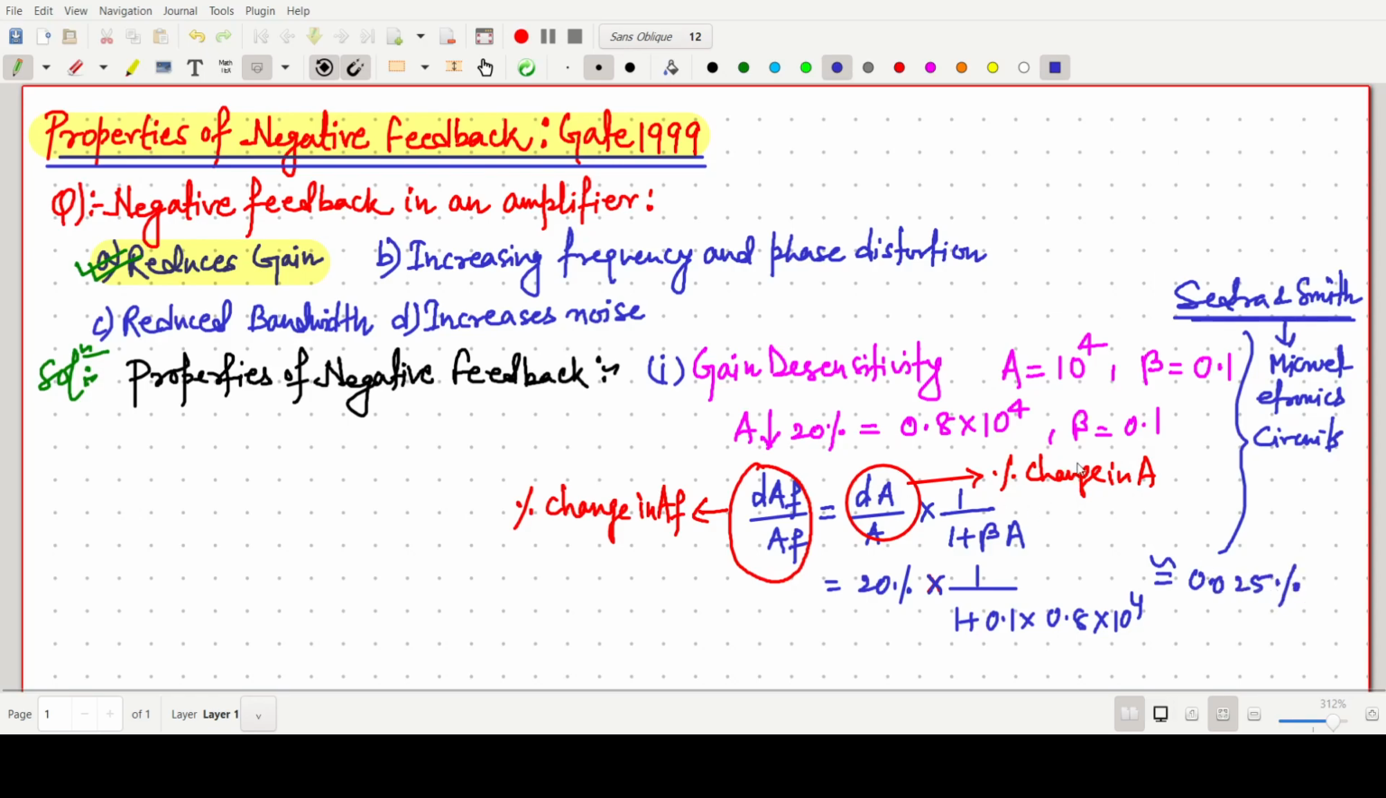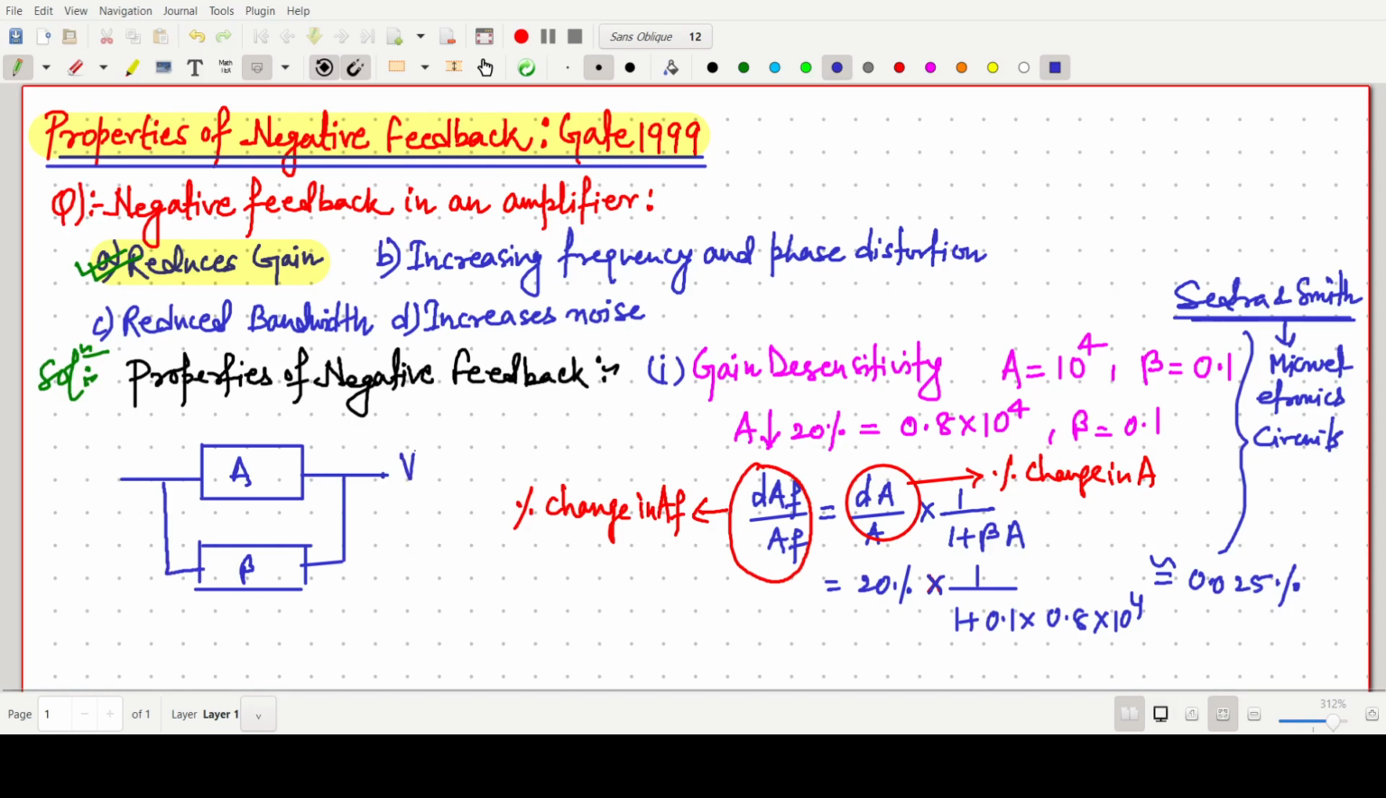So from here we can observe that even if there is a change in amplifier gain, the feedback gain barely changes. This one is the feedback structure. I think everyone knows, but I am still drawing it: the amplifier A, and beta, the feedback network.